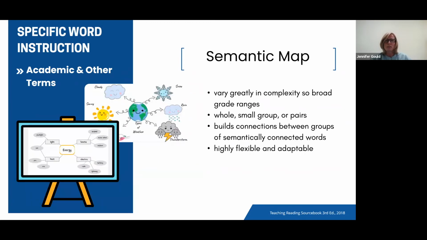And then we have semantic maps. The purpose of creating a map is to visually display the meaning-based connections between a word and a set of related words or concepts. Semantic maps help students to identify, understand, and recall the meaning of words they read in a text. The complexity of semantic maps can be variable, like you see here with the early weather map to the more advanced energy map, which makes them applicable across all grades and subject areas.